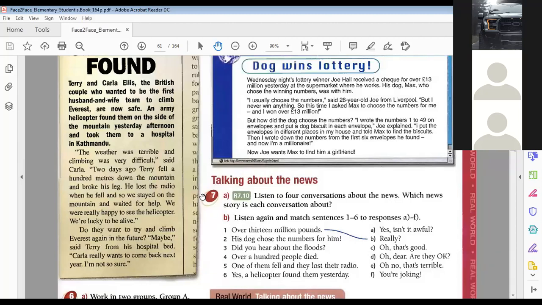Not the first story, the second story. The lottery story. We're talking about the lottery story. At the supermarket? That's it. Excellent. At the supermarket, right.